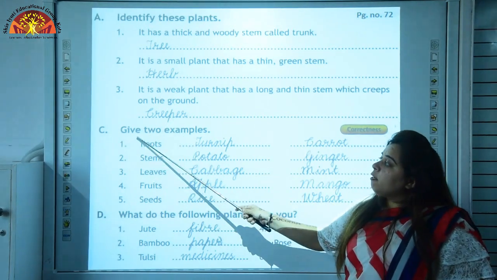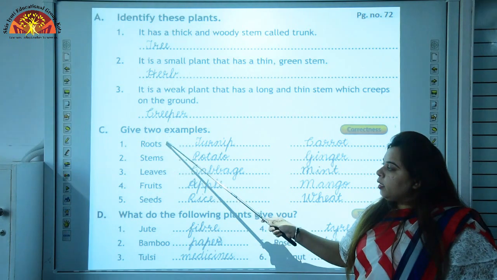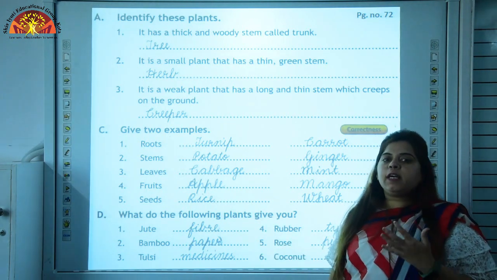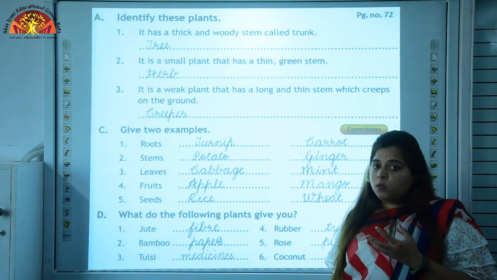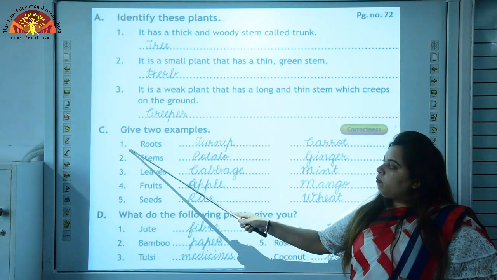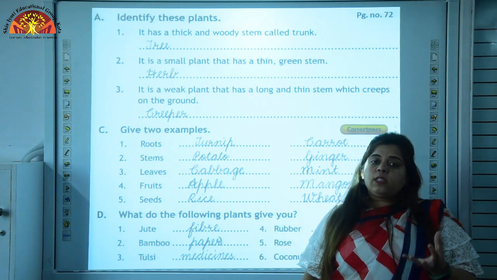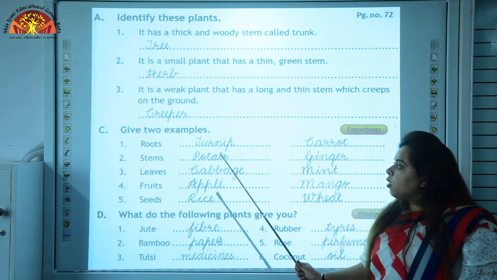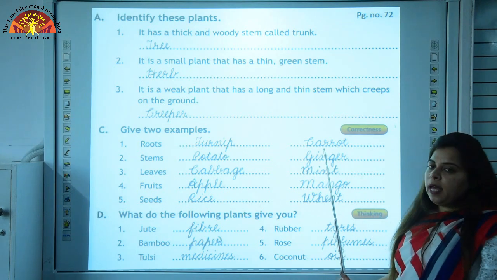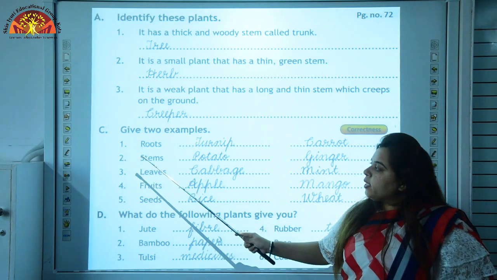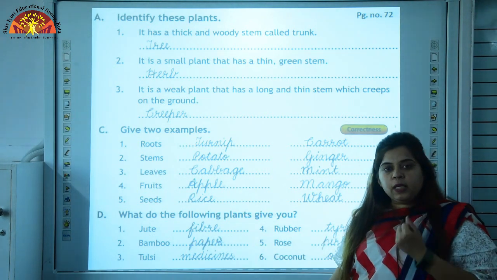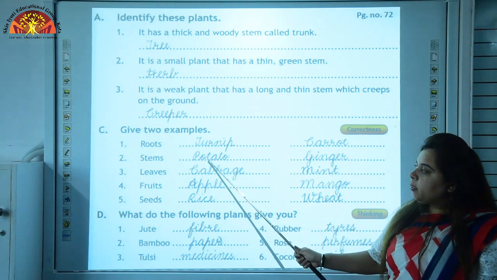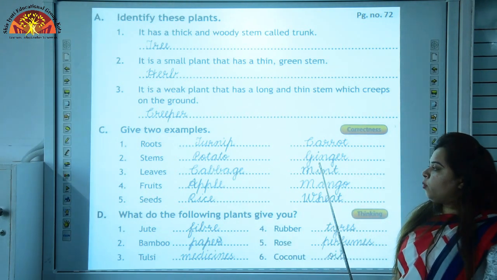Question C, give 2 examples. Now children, here edible parts of the plant are given. We have to give example. We have to write the names that we eat. Now like number 1, roots. The roots that we eat, we have to write 2 examples. So we will write turnip and carrot. Number 2, stems. The stems that we eat are potato and ginger. We will write potato over here and we will write ginger over here.